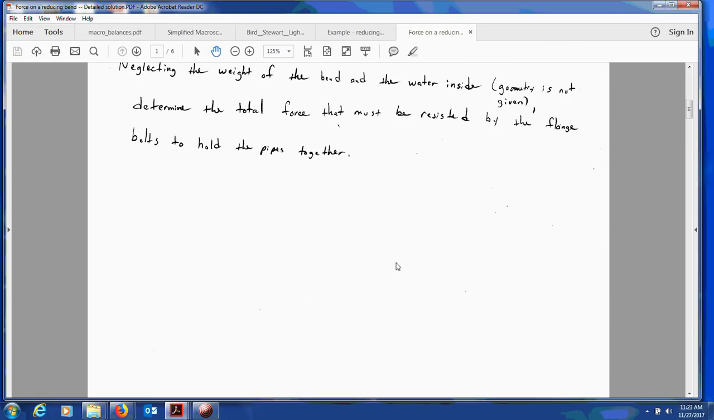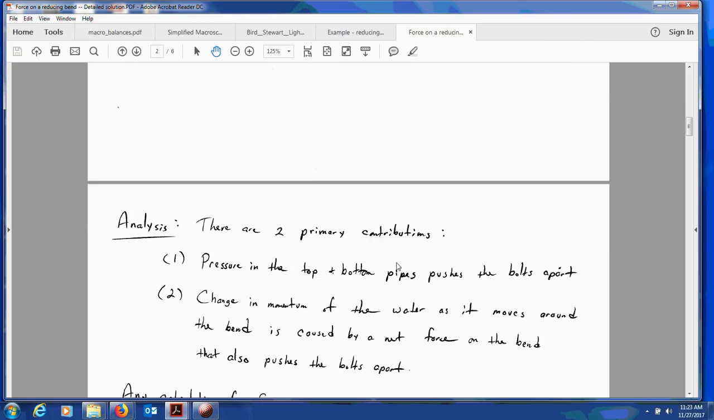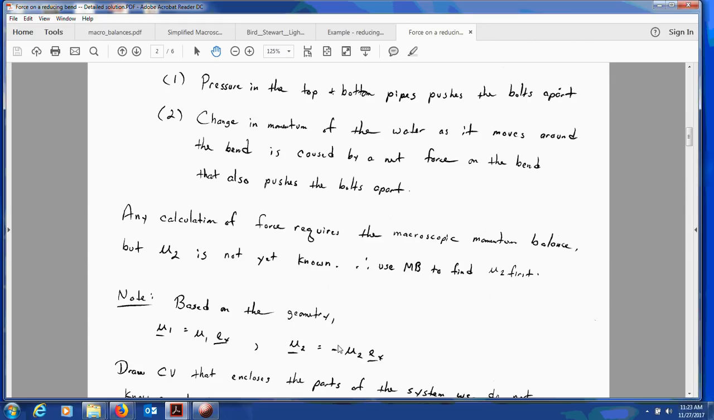So, proceeding forward, first thing we note is that velocity u1 is going to be regular u1 scalar times ex, and the velocity vector u2 is minus u2 ex, just because velocity 1 is in the plus x direction, and velocity at point 2 is in the minus x direction. We already discussed this, but it's good to note when we apply the momentum balance. The next thing we need to do is draw a control volume.